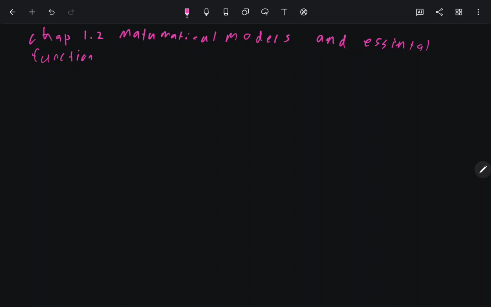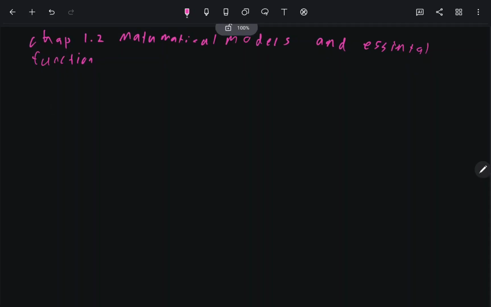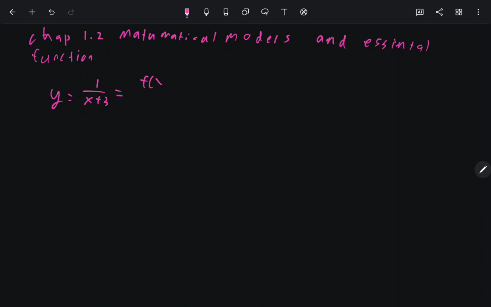I would like to start out by just doing a small bit of review, and I want us to find the slope of the secant line for y is equal to 1 over x plus 3. So you may remember that the slope of a secant line is going to be given by f of x plus h minus f of x all over h. So let's do that with this equation.